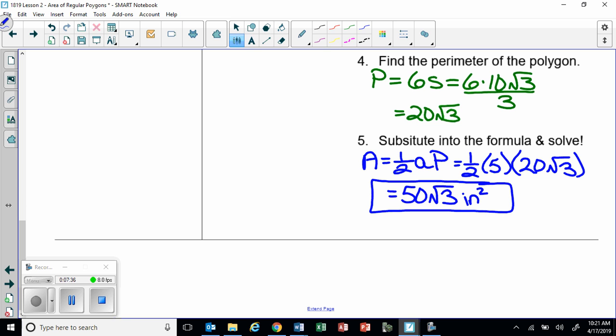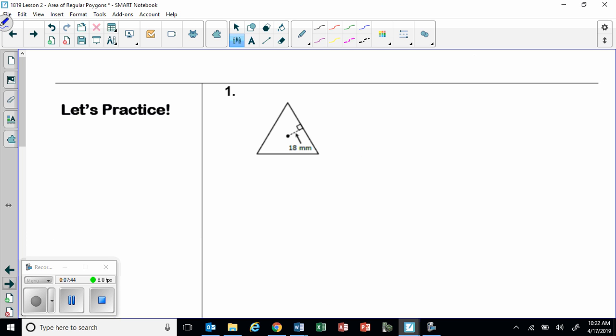So there are a bunch of steps, but it's not that hard. Let's give another problem a shot. Okay, now this is an equilateral triangle, but they gave me the apothem. They didn't give me a side length. So I have some choices.